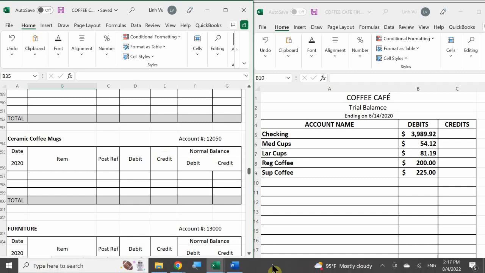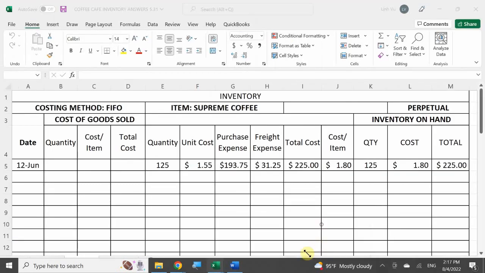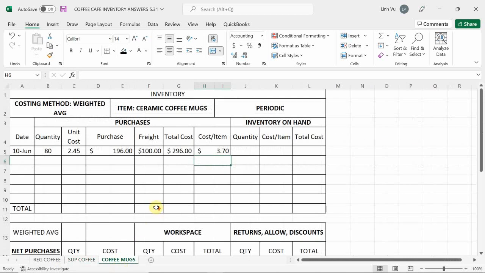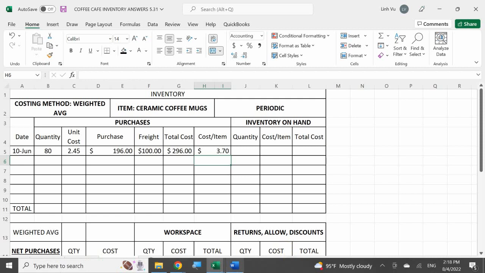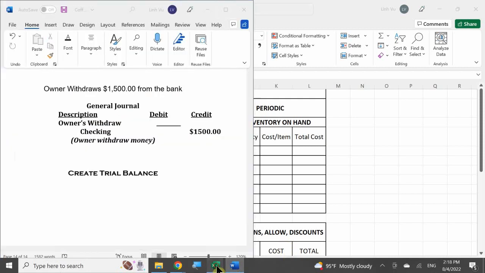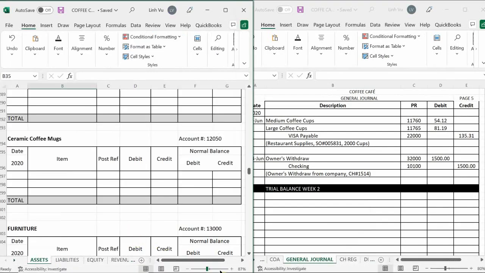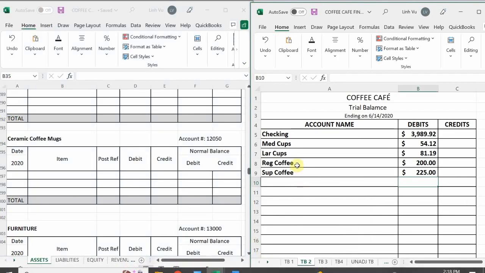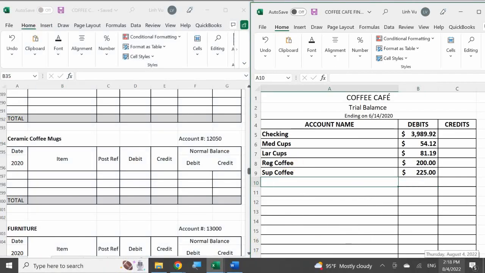Yes, we did. If you look at your inventory worksheet, we did receive our coffee mugs. We received them on the 10th of June. So where are my coffee mugs right now? It's not a trick question. Did we put it in the miscellaneous? No, we didn't.